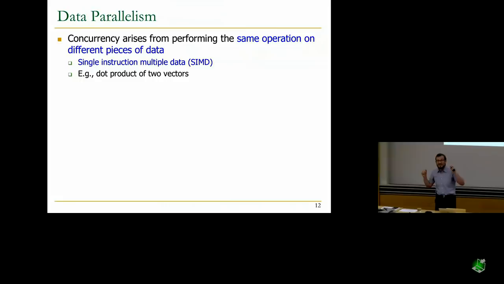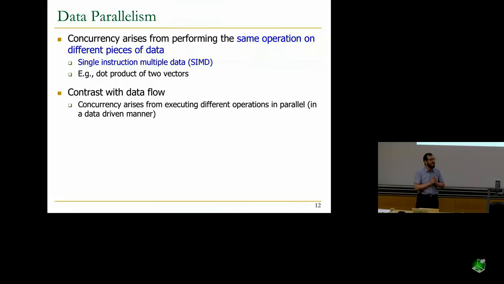That's essentially a worked vector operation. You do the same thing on multiple data. Contrast this with data flow. In data flow, concurrency arises from executing different operations in parallel in a data-driven manner. There's no irregularity in data flow, right? You look at the data flow graph, it could be completely irregular.